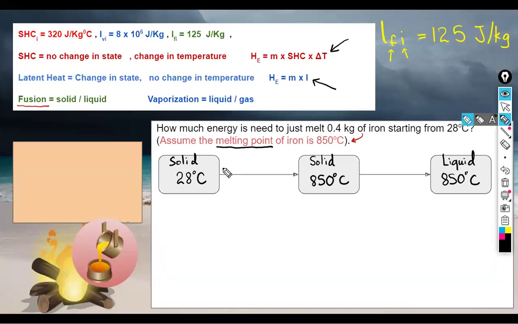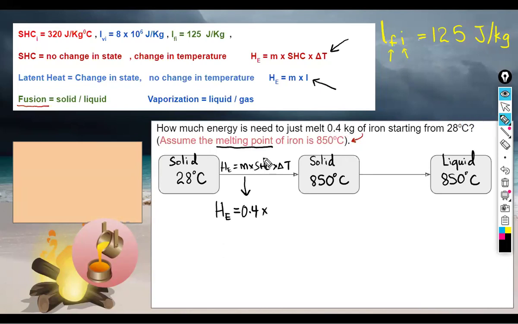So let's put down the formula here, right? HE is equal to M by specific heat capacity by changing temperature. Now can I squeeze it in there? All right, so let's do the working for this piece. How much heat energy is required for this portion? Well, do we have the mass of the metal? Yes, we have the mass of the metal. The total is 0.4 kilograms, so 0.4.